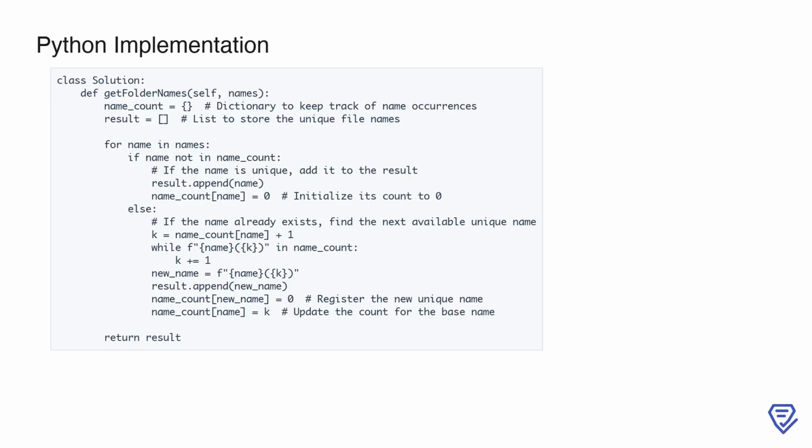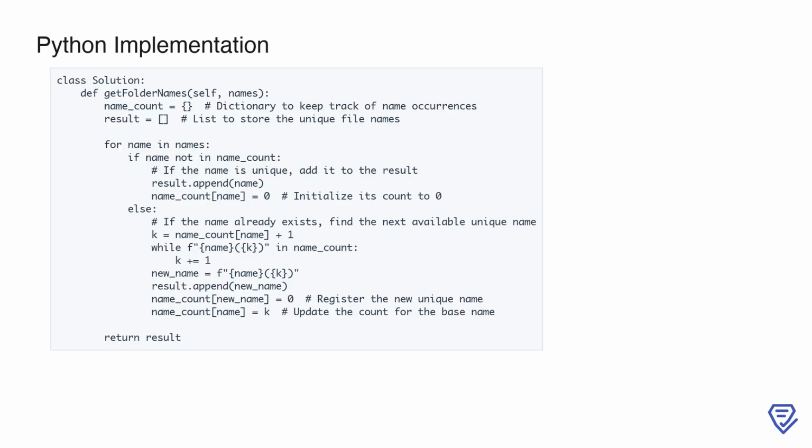If the file name already exists in the dictionary, the function computes the smallest integer k such that appending k to the file name results in a unique name. This is achieved using a while loop that increments k until the new name is not found in name_count. Once a unique name is found, it is added to the result list, and both the new name and the updated count for the base name are registered in the name_count dictionary.